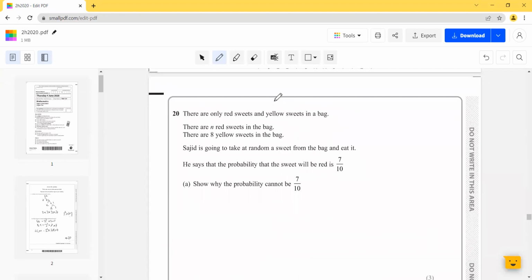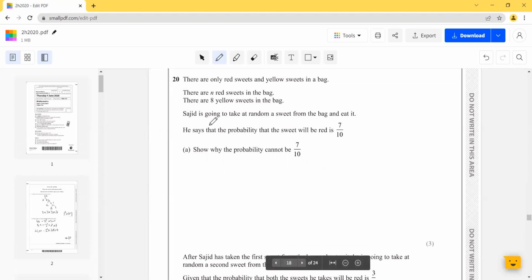Question 20. There are only red sweets and yellow sweets in a bag. There are n red sweets in the bag. There are 8 yellow sweets in the bag. Sajid is going to take a random sweet from the bag and eat it. He says that the probability that the sweet is red is 7 over 10. Show why the probability cannot be 7 over 10. Okay. So let's see. N red sweets and 8 yellow. So n plus 8 sweets in total.